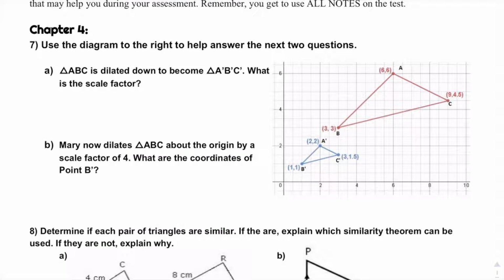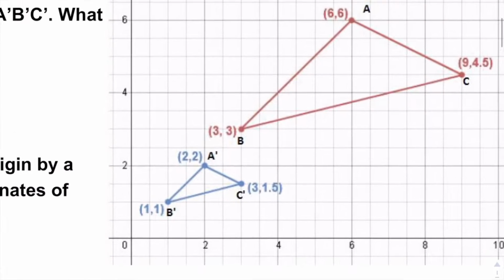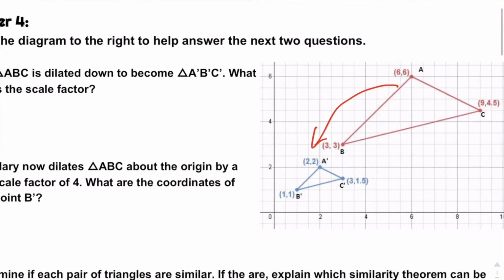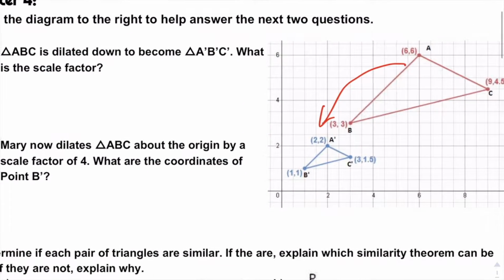Letter A. Triangle ABC is dilated down to become triangle A prime, B prime, C prime. What is the scale factor? So to rephrase the question, we want to know by what scale factor, by either how much it grew or how much it shrunk, did this triangle go to this triangle. Obviously, we can tell it shrunk, right? So, very easy way to do that. We just need to find the scale factor.